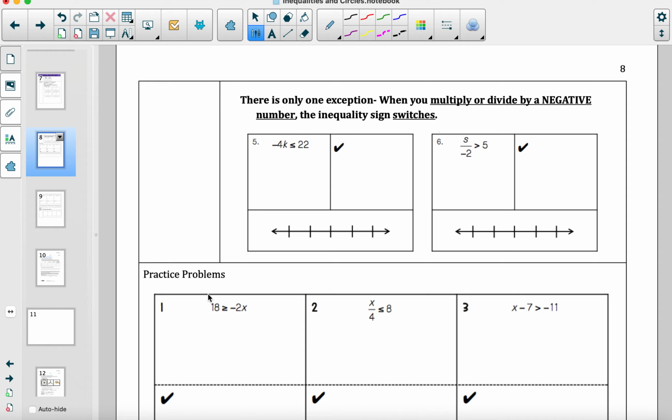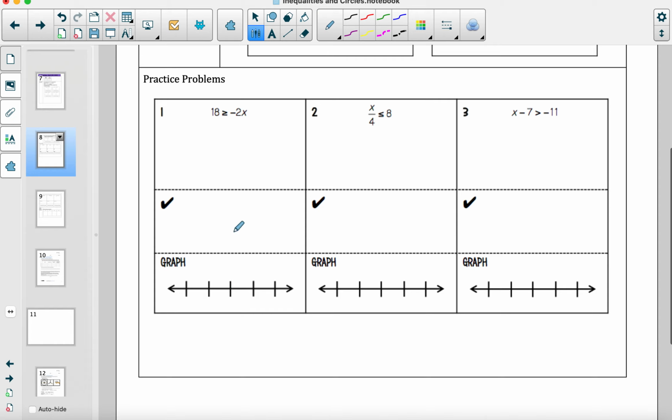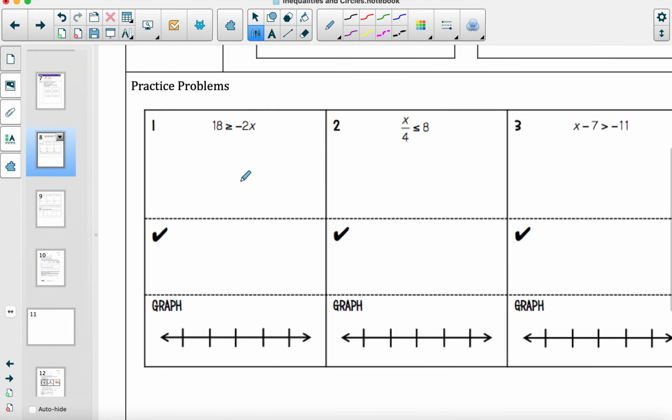So let's just do this one-step equation right here, and we will move on to a two-step equation. Okay? So I have the problem 18 is greater than or equal to negative 2x. And I want to figure out what x equals. Remember, anytime we solve an inequality or equation, we're trying to figure out what x would be. First thing I'm going to do is rewrite it with an equal sign. Okay? Then I'm going to solve that equation.